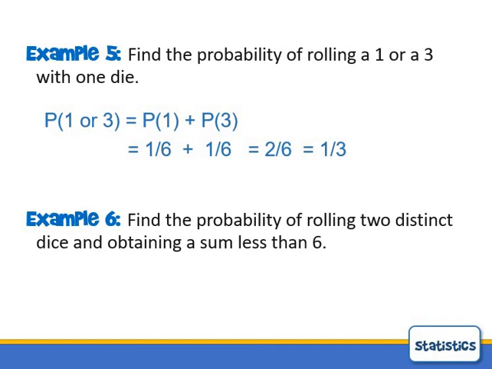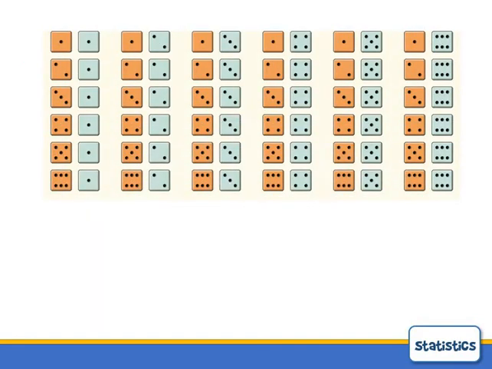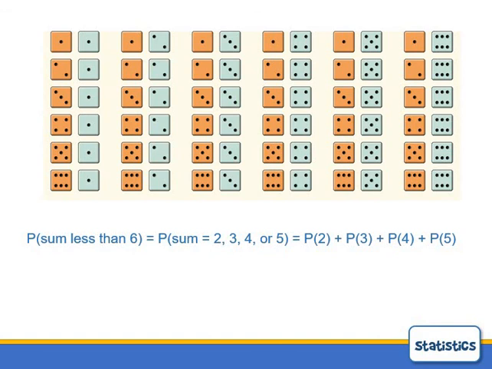Find the probability of rolling 2 distinct dice and obtaining a sum less than 6. Okay, so that's the more complicated sample space we looked at earlier. Let's look at the picture. We want a sum less than 6. Okay? So if we look at this, the possible outcomes are 2, 3, 4, all the way up to 12 if we have a 6 and a 6.